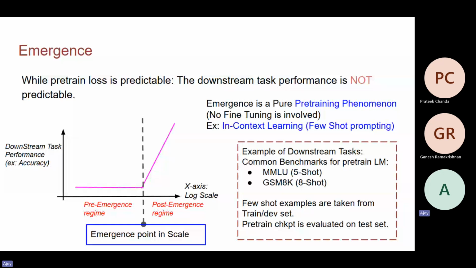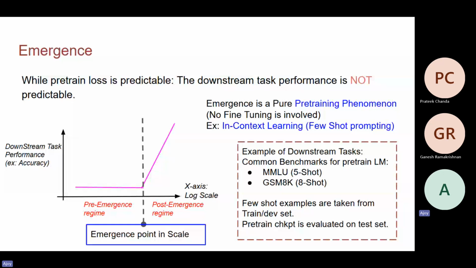While the pre-training loss is very predictable using the power law equation, the downstream task performance is not so predictable. Downstream tasks means the common benchmarks that we have for pre-trained LLMs, like MMLU, GSM8K, etc. What they observe is that there is a certain scale limit before which there is trivial accuracy, trivial performance on these tasks. And once the scale limit is reached, there is non-trivial accuracy or performance on the task.